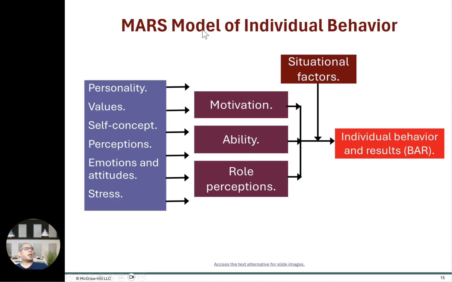MARS. This is a key part: you need to understand the MARS model of individual behavior. What is it? Motivation, ability, and role perception. This is called MARS: M-A-R-S. Motivation, ability, role perceptions, and situational factors. Okay, what are those? Personality, values, self-concept, perception, emotion, attitude, and stress. It goes into MARS: motivation, ability, role perceptions, and situational factors, and then goes to individual behavior and results. This is the chart of the MARS model of individual performance.